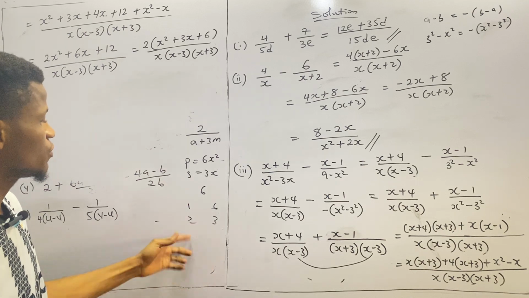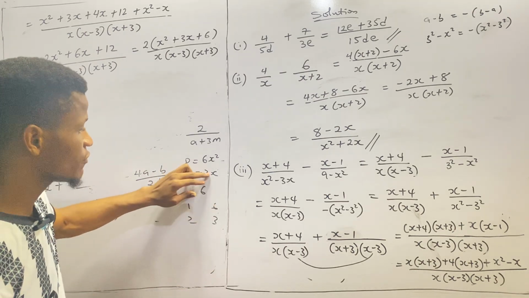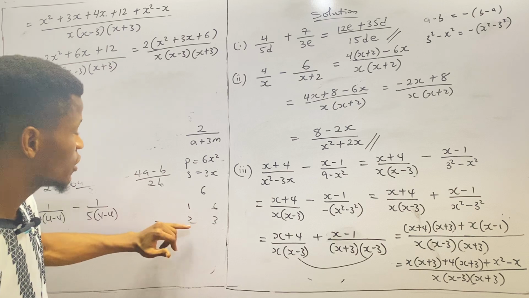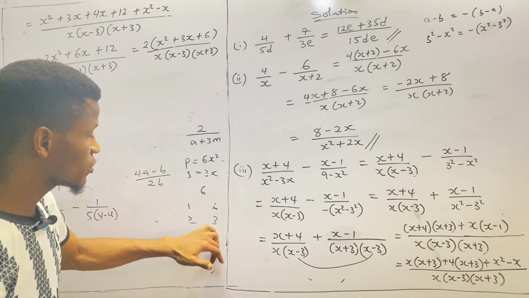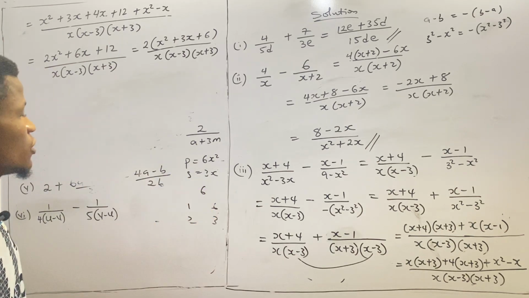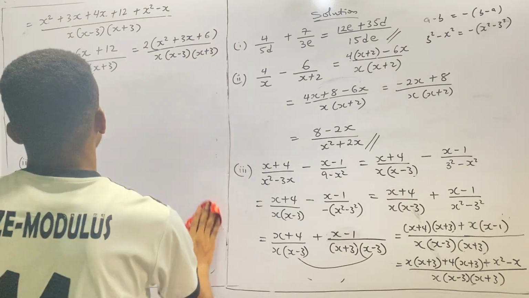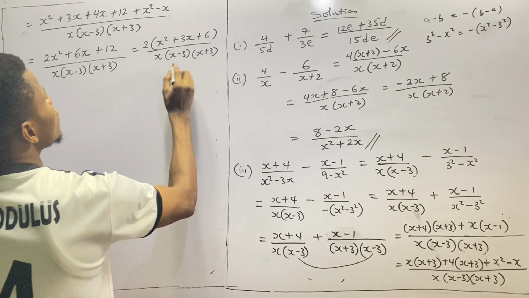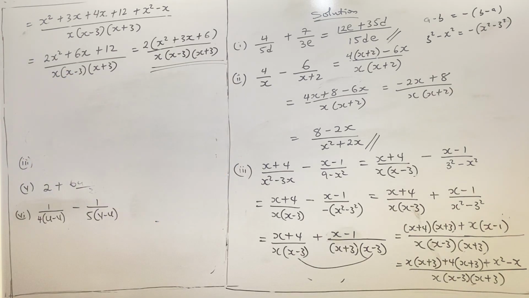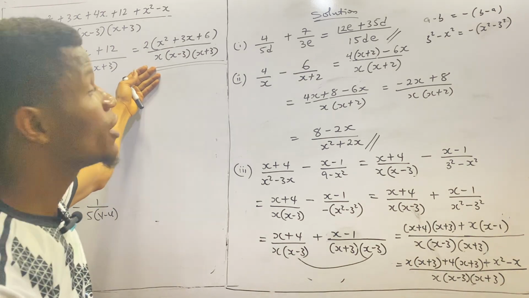I have checked it now. 1 plus 6 is 7. 7 is not 3. 2 plus 3 is 5. 5 is not 3. So the factorization cannot go. So we can leave the final answer this way. 2 into x squared plus 3x plus 6 all over x into x minus 3 into x plus 3. So that should be our final answer.